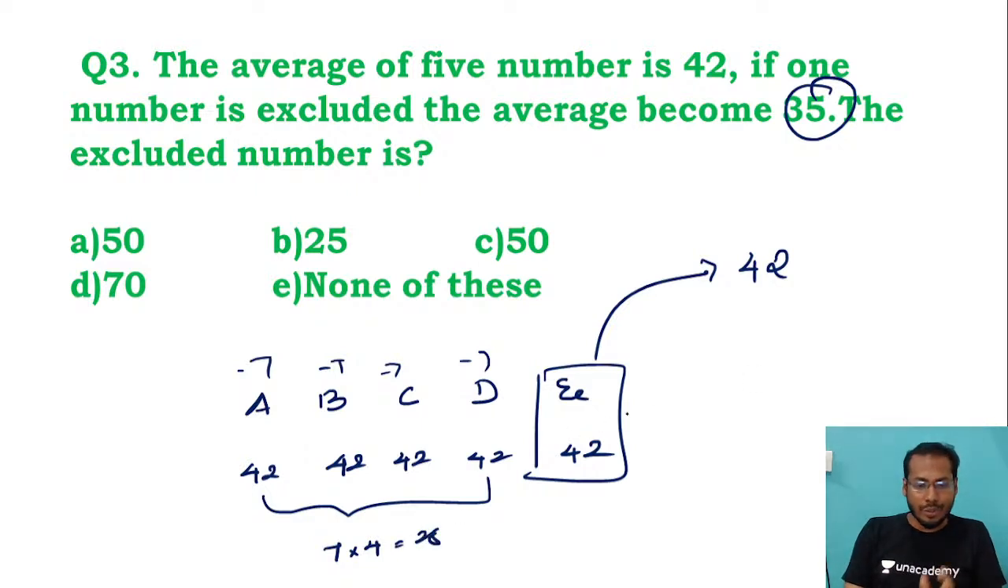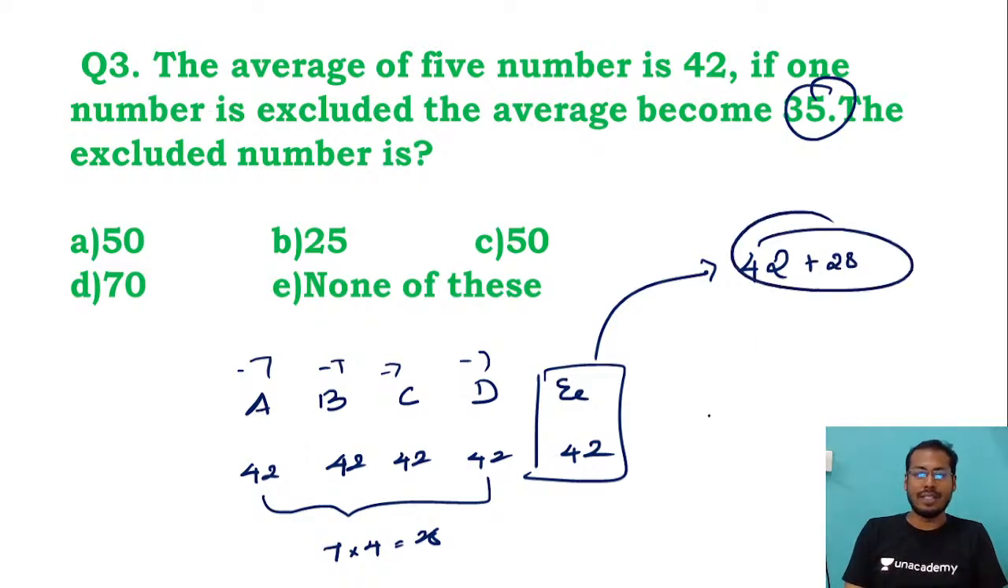So if one number is taken from the group, 28 came with that. So 42 plus 28 is what? 70. 70 is the right answer. Is it correct? So you got it. What is the concept of average? Everyone, please press S. Did you understand this or not?